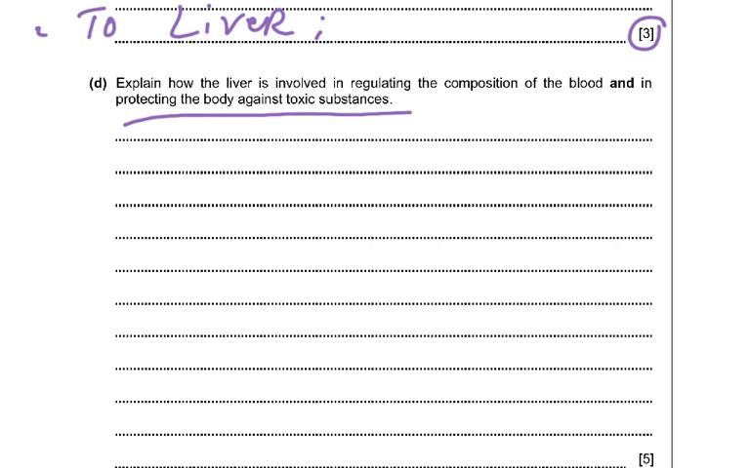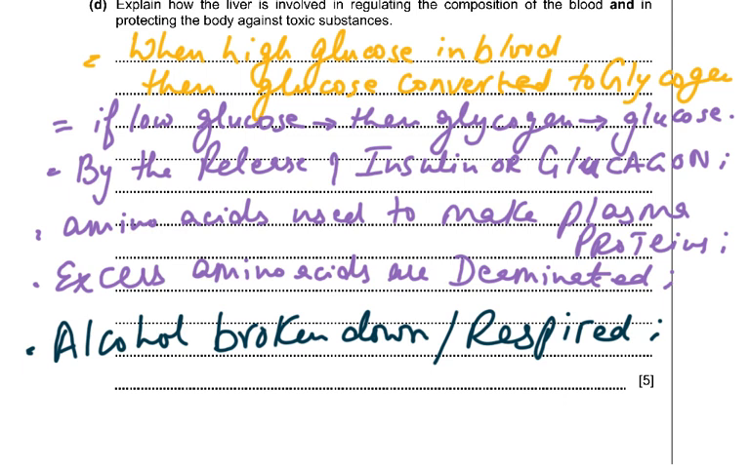And then what about the toxic substances? Alcohol is going to be broken down. You could also have talked of any other toxin being broken down, which could be dangerous for the body. So now I'm giving you the wordings for it.